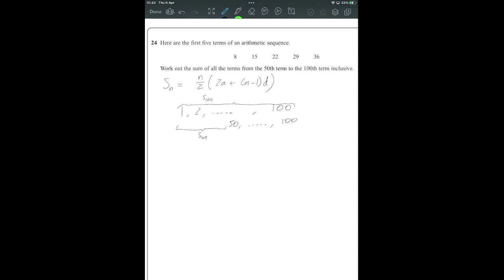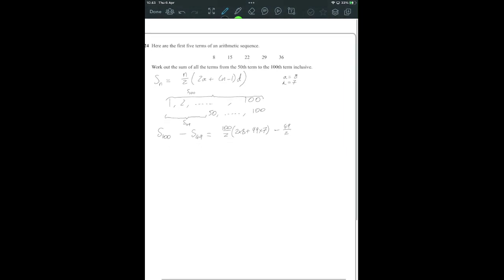Let's find out what our a and d are first. a was the first term, which is 8. d is our common difference. We're going up by 7 each time. So the thing that we're actually wanting to calculate is S100 minus S49, which is 100 over 2, times 2 times 8 plus 99 times 7, subtracted off 49 over 2, 2 times 8 plus 48 times 7.